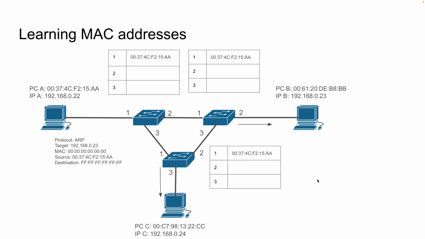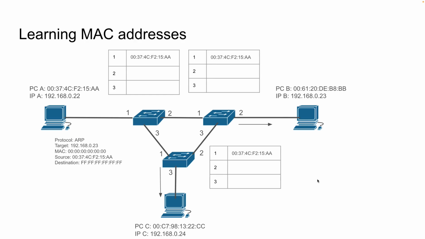Then the upper right switch forwards the broadcast frame towards personal computer B. Notice how the bottom switch also forwards the frame towards personal computer C, although the body of the ARP request is not asking about the MAC address of computer C. So this is the flaw of such communication, broadcast communication.